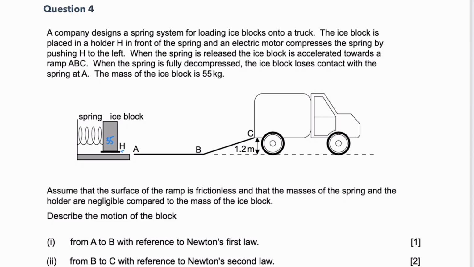Assume the surface of the ramp is frictionless, that's important, and that the masses of the springs and the holder are negligible compared to the mass of the ice block. Describe the motion of the block.